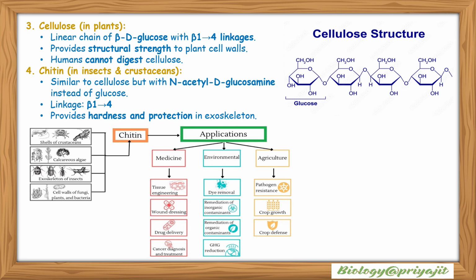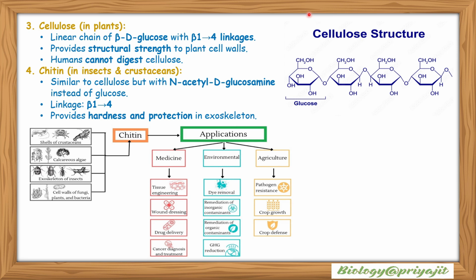It is a structural polysaccharide of plant cells. Although cellulose forms a part of the human diet, such as in vegetables and fruits, it is not hydrolyzed by the human enzyme system. Cellulose is one of the most abundant organic compounds in the biosphere. We know humans cannot digest cellulose. This is the structure of cellulose.